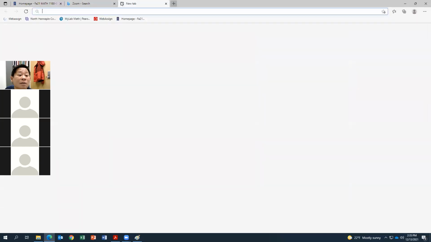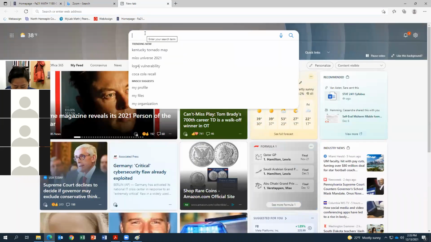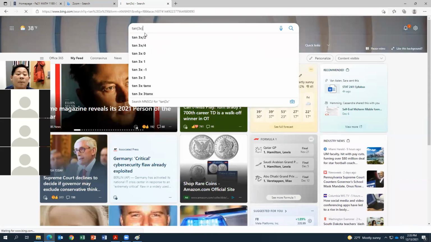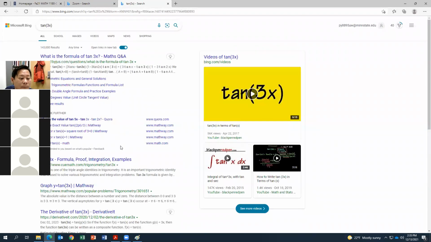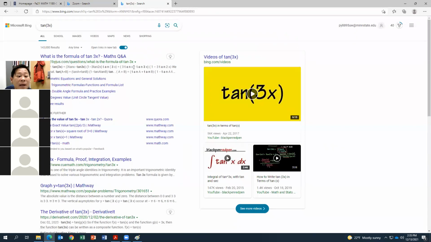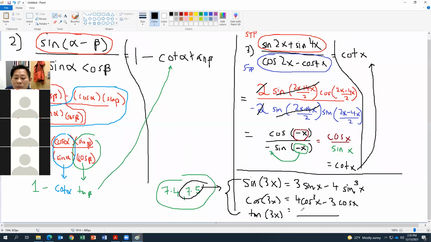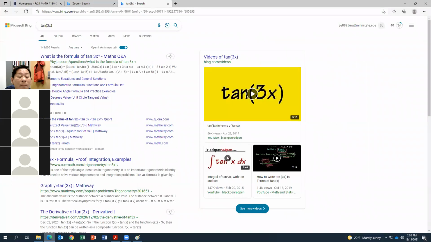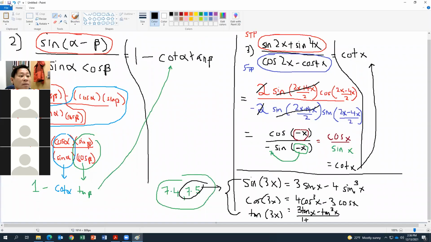You can always search it. Once you type it, that will be the formula. And proving, you can figure out tangent 3x is 3 tangent x minus tangent cubed x, over 1 minus 3 tangent squared x. Yep, this is the formula here.